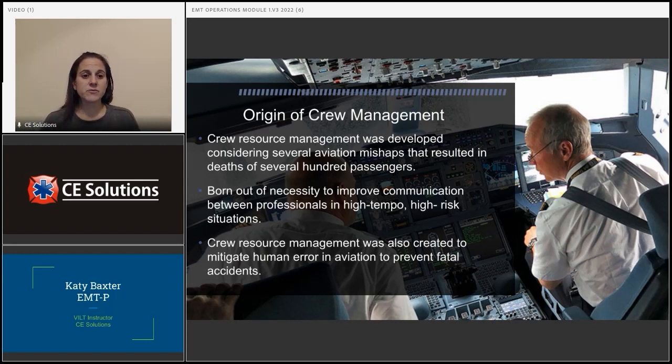Crew resource management was also created to mitigate human error in aviation. A lot of wrecks can come from human error. A lot of them were not doing pre-flight checks how they were supposed to. They were not spinning bolts that needed to be spun or tightening things, doing a walk around appropriately, making sure that the doors were completely shut.